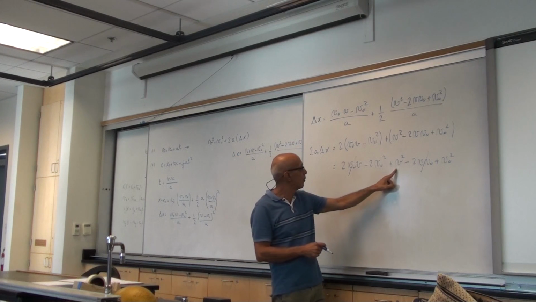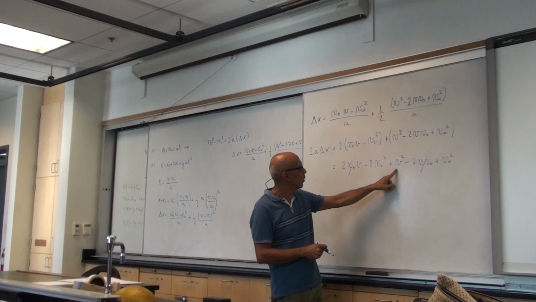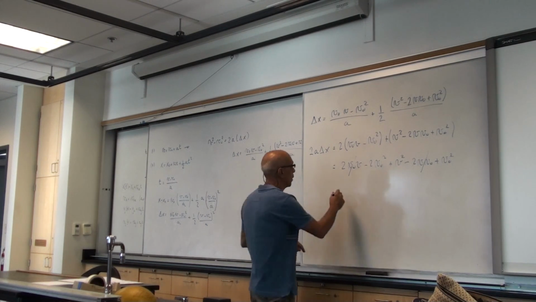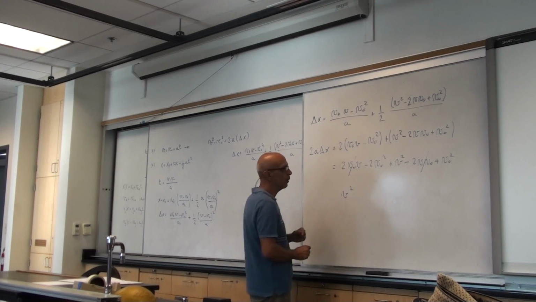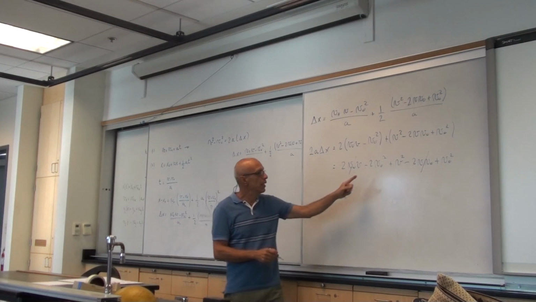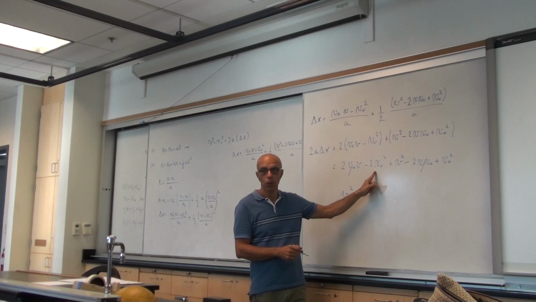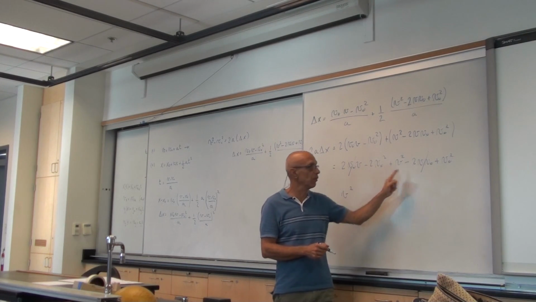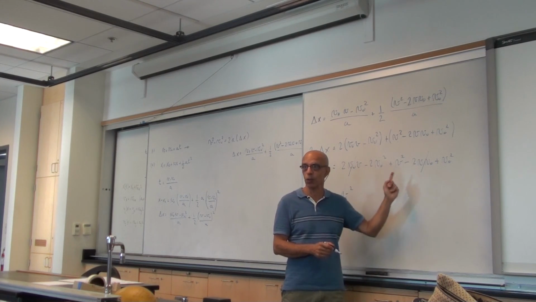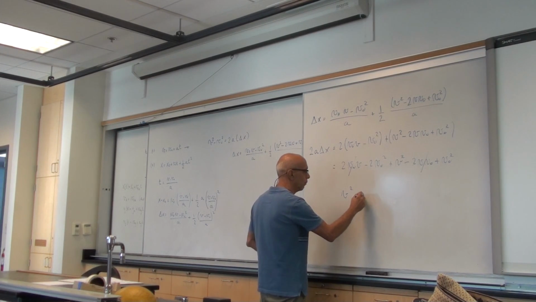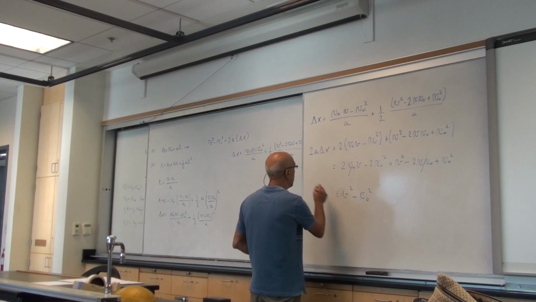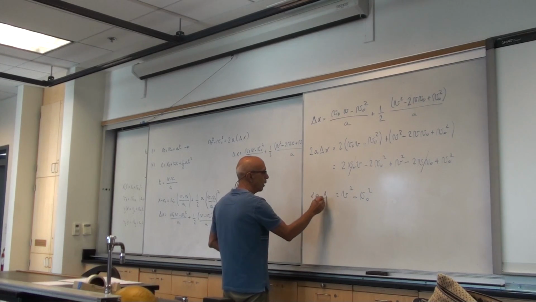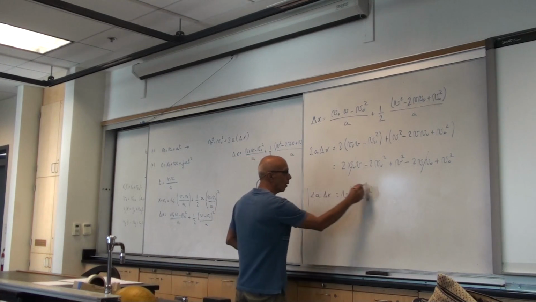Here I have v, so I'm going to have v squared here. And then here I have 2 v0 squared, and here I have, this is negative, and this is positive, so it's going to cancel. So I'm going to have negative v0 squared, and this is equal to 2a delta x. All right?